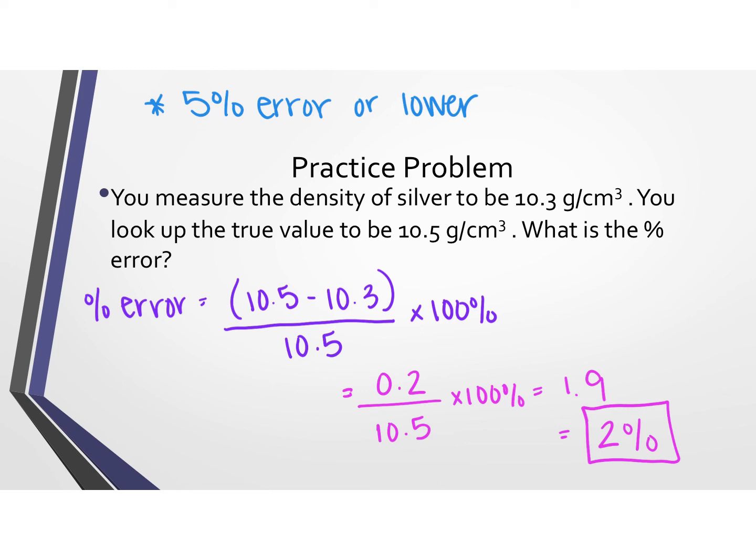Could you theoretically get a minus 5% if you use this equation? Yeah, if you ended up measuring more than the true value, you end up with a negative percent. That just tells you you have more than you should.